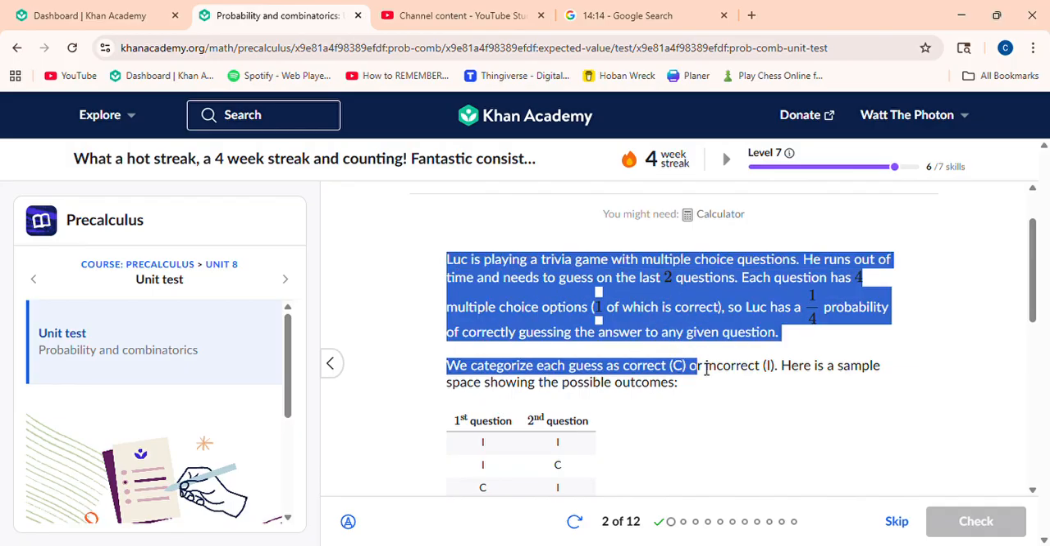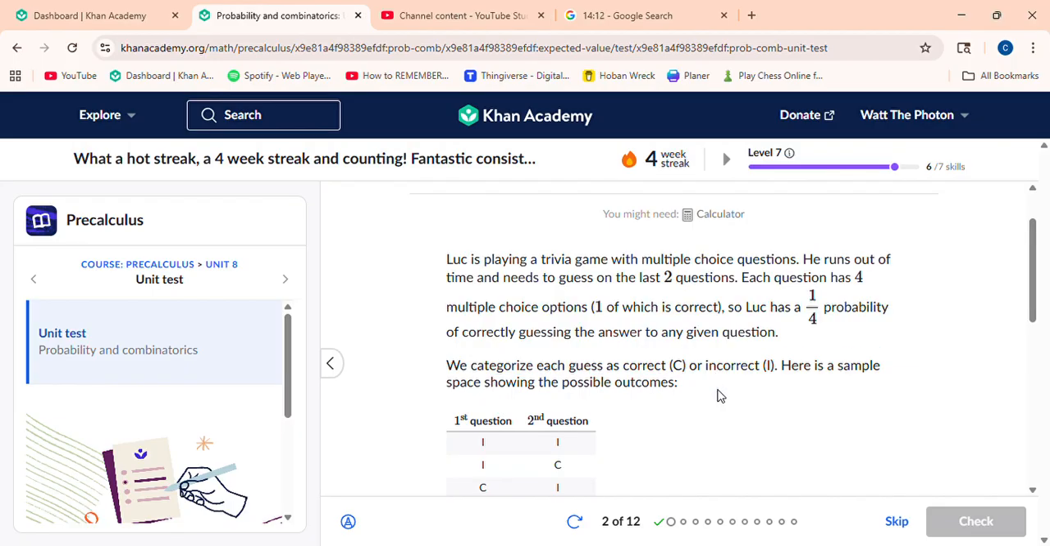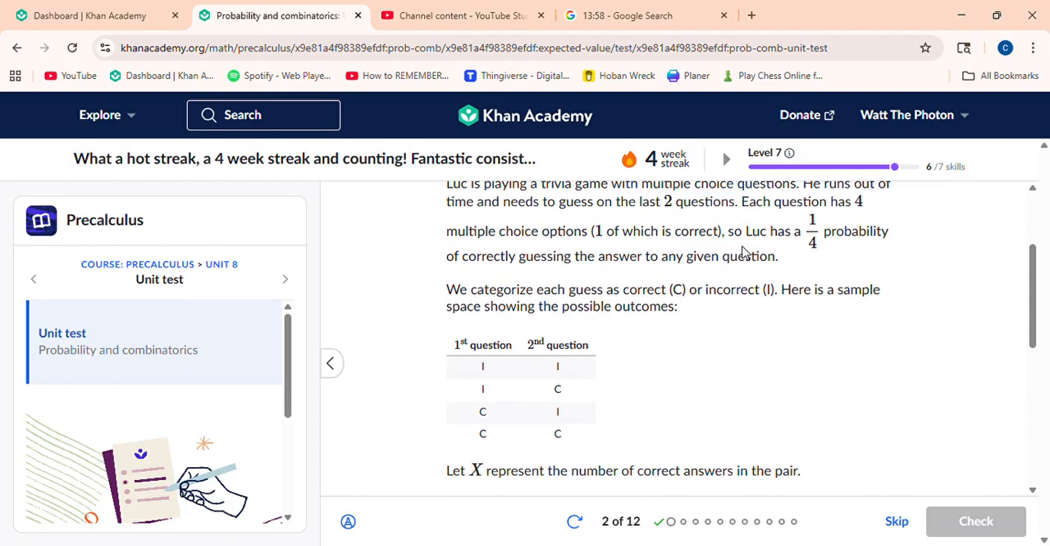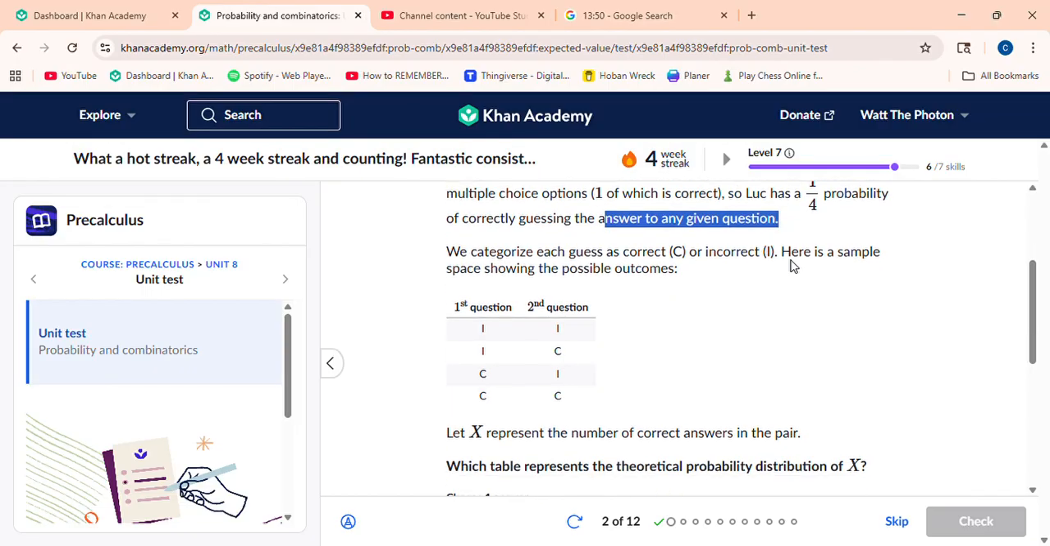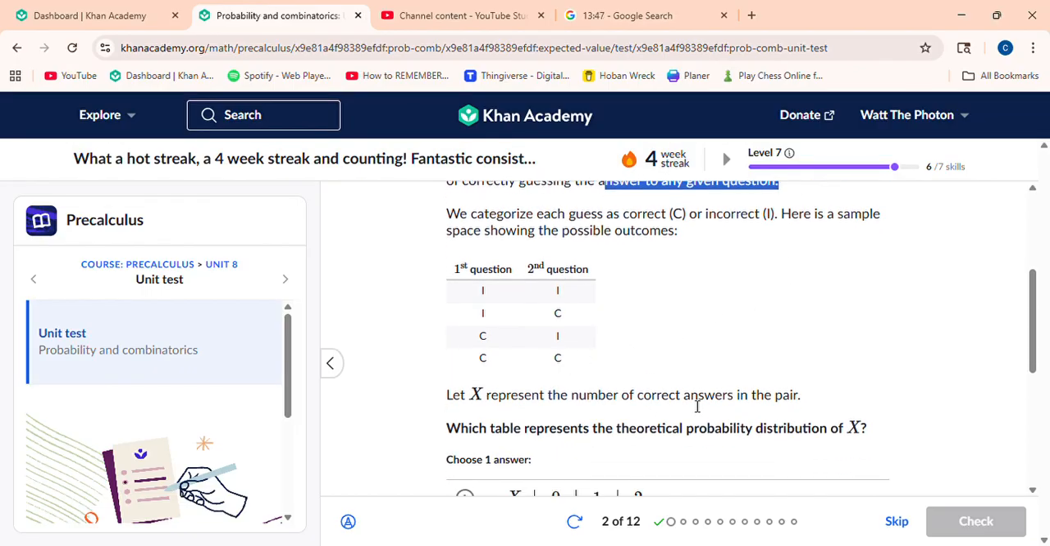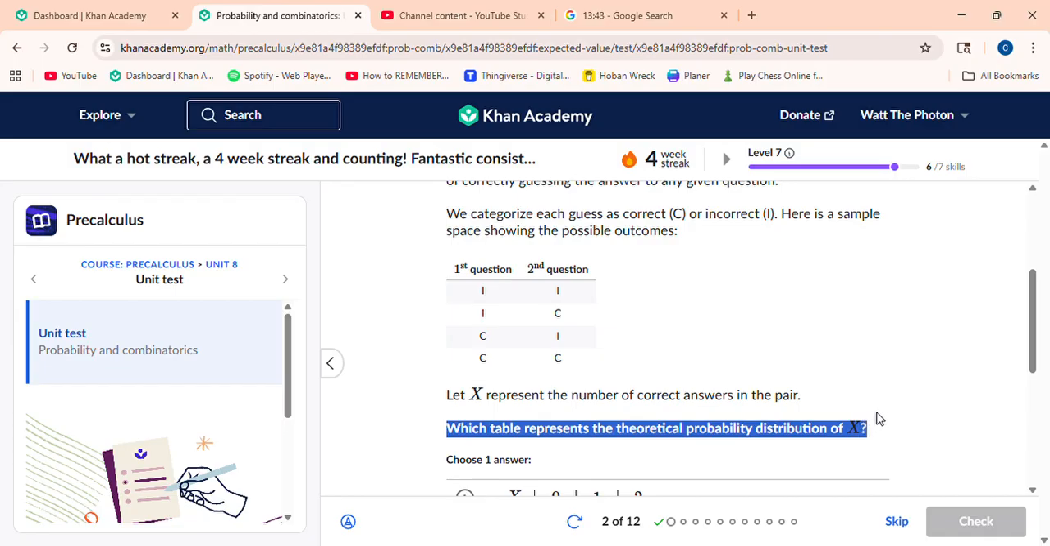Luke is playing a trivia game with multiple choice questions. Luke, my homie Luke. He runs out of time and needs to guess on the last 2 questions. Each question has 4 multiple choice options, one of which is correct, so Luke has a 1/4 probability of guessing correctly on any of the given questions. Let X represent the number of answers correct in the pair. What table represents the theoretical probability distribution of X?